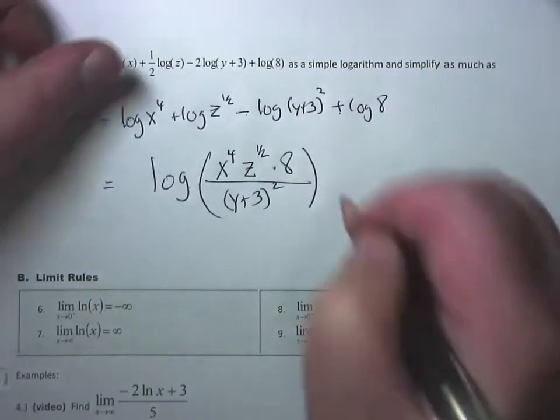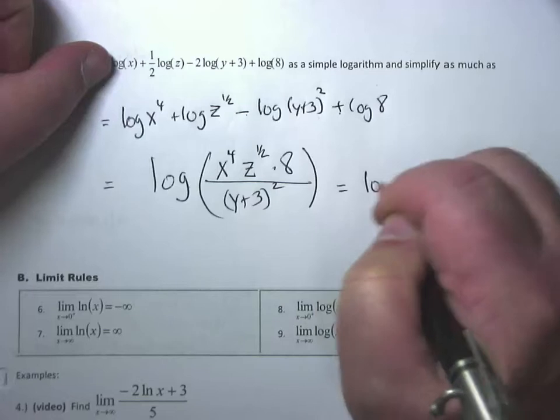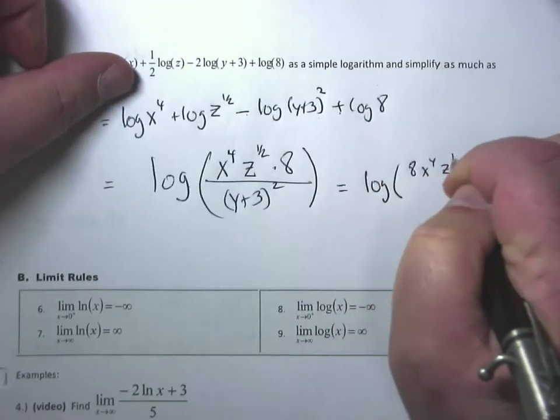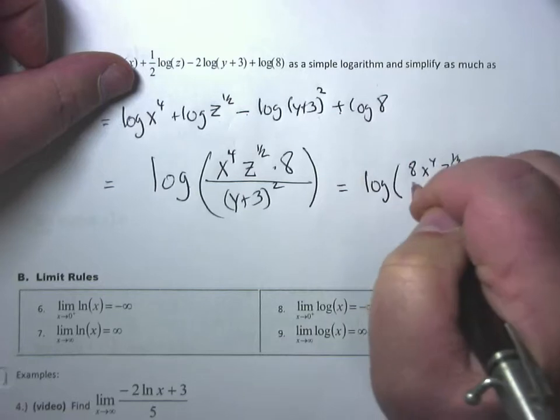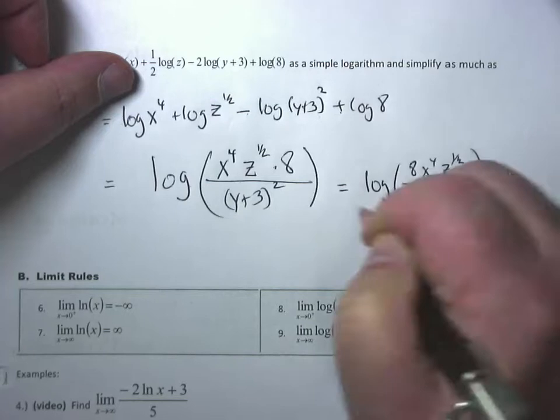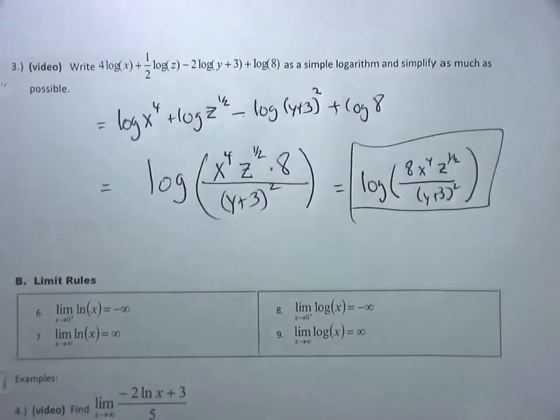So now I would just make this thing look good, and this would be the log of 8 times x to the fourth times z to the 1/2 divided by y plus 3 squared. There's Humpty Dumpty put back together again. Does that make sense? Did I lose you guys anywhere? Questions? Okay.